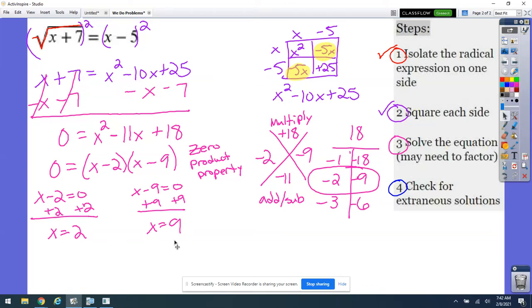All right. So if you're here for this extraneous solutions part, you just finished this video, hopefully, where we're solving for our two solutions here, x equals 2 and x equals 9, from our example problem. So now step 4 says to check for extraneous solutions. So let's go ahead and go to another page.